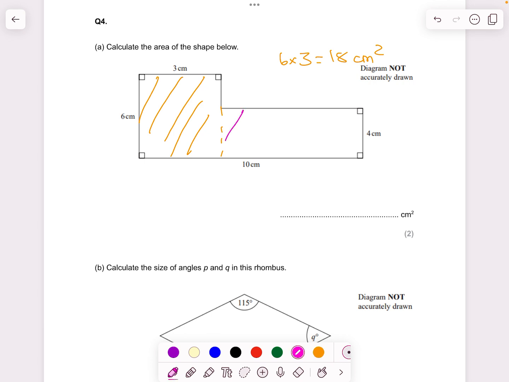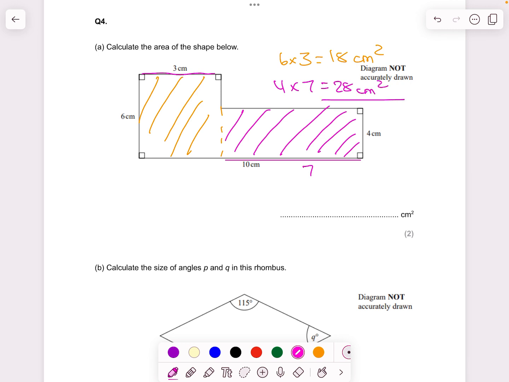And now we find the area of this rectangle. Remember, this is not 10. The whole way across is 10, but then we take off the 3, so up to here must only be 7. So 4 times 7 is 28 centimetres squared. We add those two together to get 46 centimetres squared.